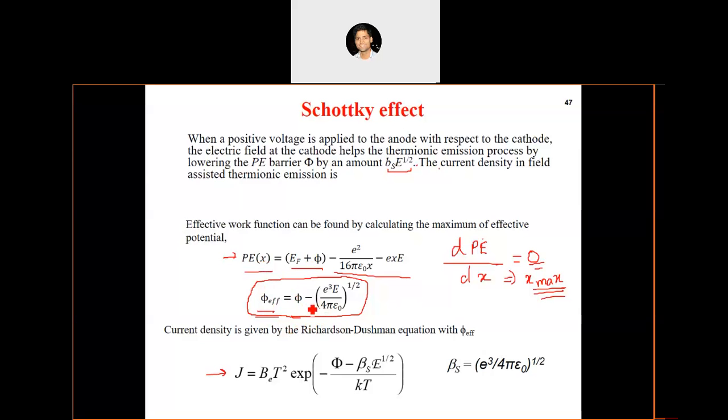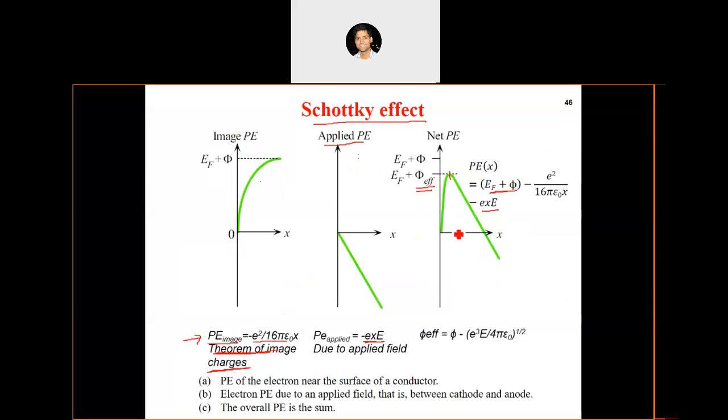And from here you can see that we have reduced the value of the work function by this amount, which depends on the external electric field which we have applied. As we keep on increasing this electric field, the effective work function will decrease. The barrier which is required for the emission of an electron will keep reducing as we keep on increasing the electric field. Actually, sorry, I have plotted this wrongly. Let me correct that.